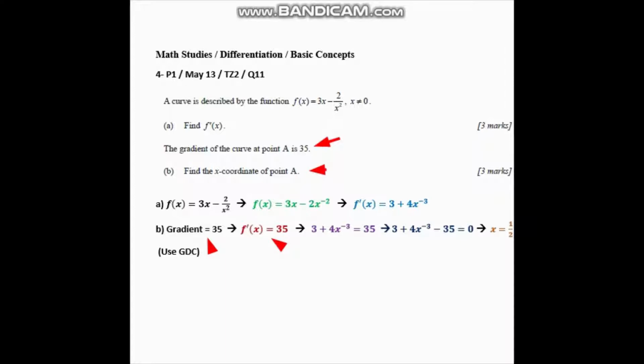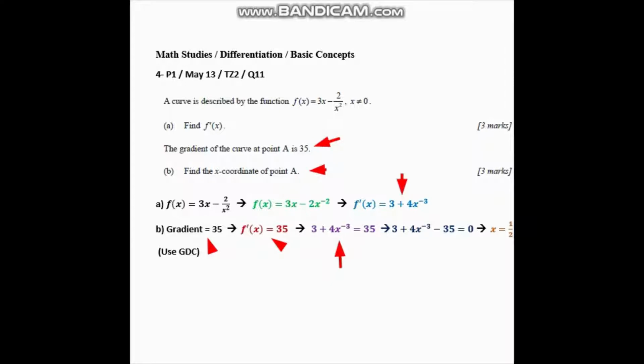So f dash equals 35, hence this blue expression equals 35. So this is what I've written right there. 3 plus 4x to the negative 3 equals 35. Now, in order to solve this, you can either do it manually or you can do it using the GDC. I shall use the GDC because it is simpler and faster.